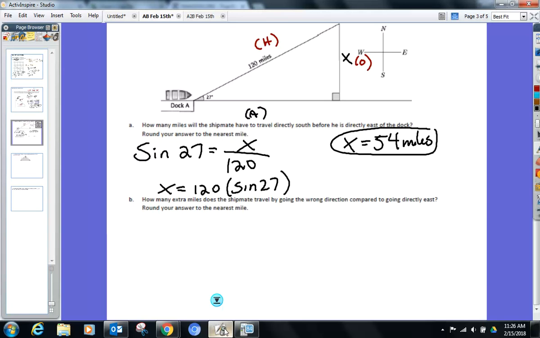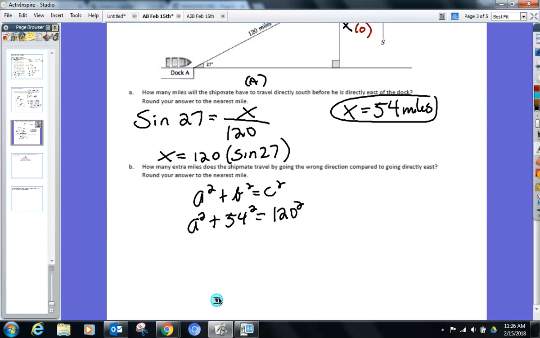You decide what you want to do, though. Justin and I will do a little Pythag. So what's Pythag going to look like, Justin? Okay, so a squared plus 54 squared equals 120 squared. All right, so a squared equals, let's move everything over. Here's what I'm getting, 11,484 when I move everything over. I take the square root of that.